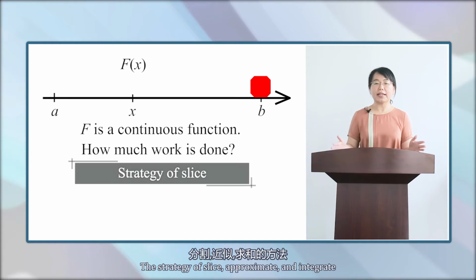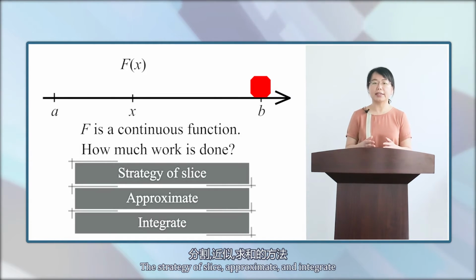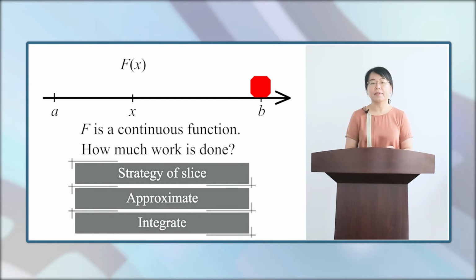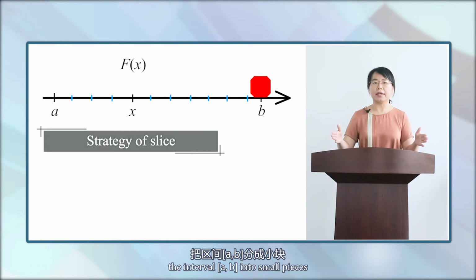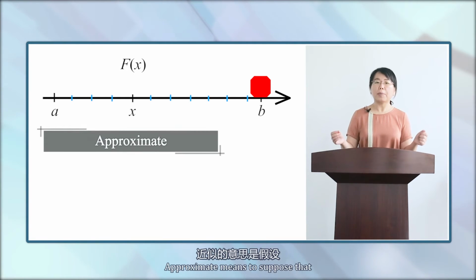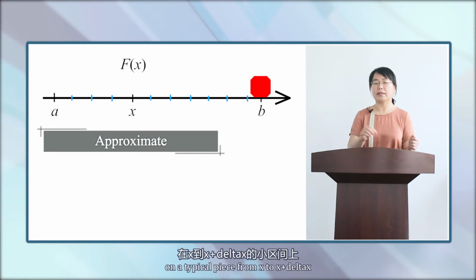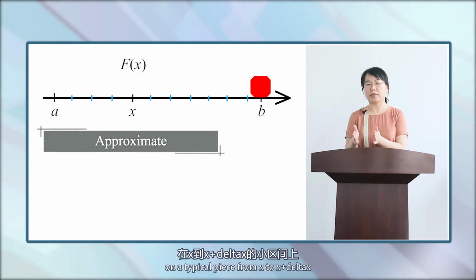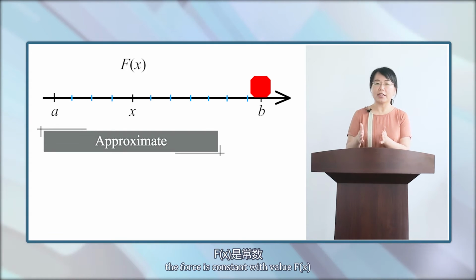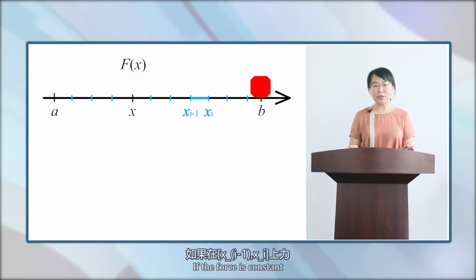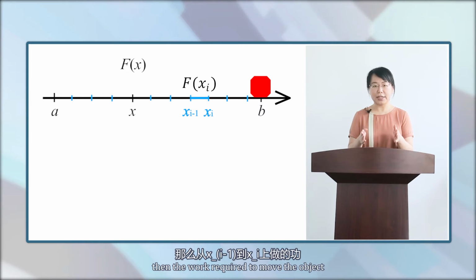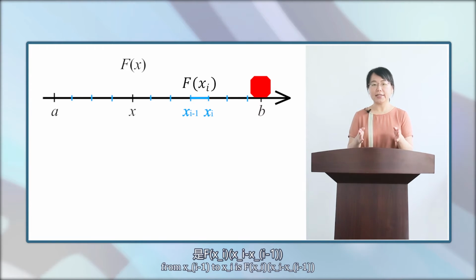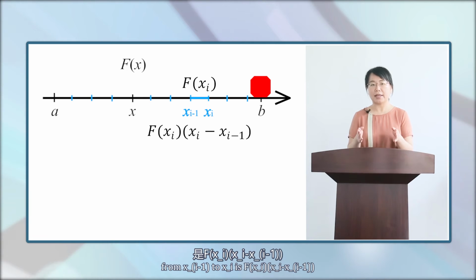The strategy of slice, approximate, and integrate leads us to an answer. Here, slice means to partition the interval a b into small pieces. Approximate means to suppose that on a typical piece from x to x plus delta x, the force is constant with value f of x. If the force is constant with value f of x_i over the interval x_{i-1} to x_i, then the work required to move the object from x_{i-1} to x_i is f of x_i times x_i minus x_{i-1}.